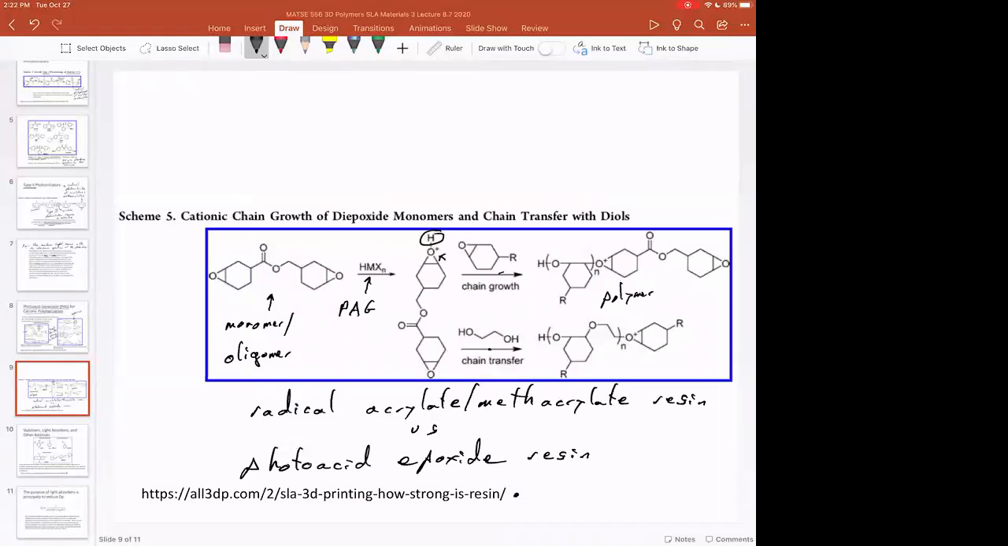Any questions on that? We're not going to go crazy here on polymer chemistry and mechanisms, but for people who are interested in digging into it in SLA resins, this gives you a place to start. And any questions? All right.